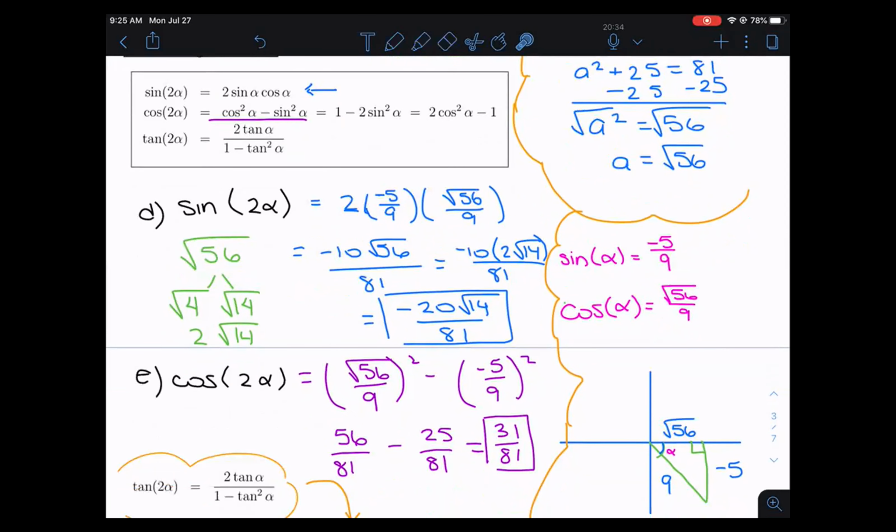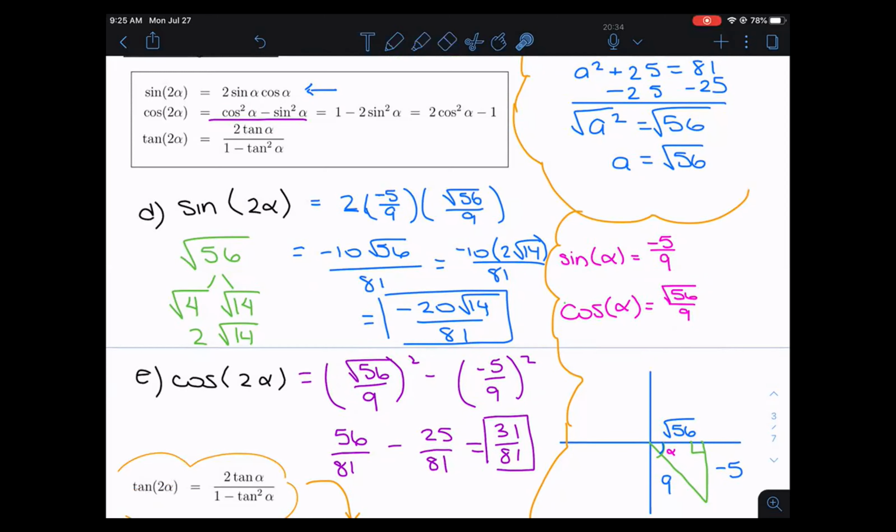So now for the next one, we're going to do the same thing. So I chose to use this. Again, you have multiple formulas that you can use. You can use this one, or this one. It doesn't matter. You will get the same thing. I chose to use the one that looks similar to the trigonometric identity, but it has a subtraction sign. So here you have cosine squared minus sine squared alpha. So all I'm going to do is take my sine, square that, take my cosine alpha, square that, and then get my answer.